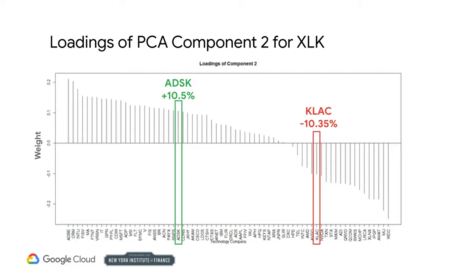KLAC has a negative loading of about minus 10.3%. ADSK has a positive loading of about 10.5%. This tells you two things. In component 1, their weights are almost equal. In this first source of variation, KLAC and ADSK move in similar directions. You get a different story from the second component. KLAC has the same size but opposite sign weight as ADSK.